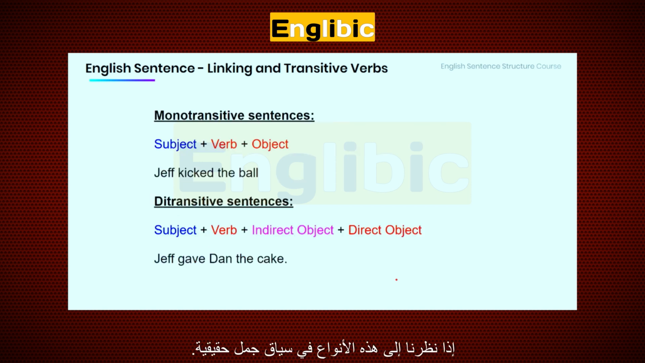If we look at these in terms of real sentences, we can look at these following examples. So the monotransitive sentences, okay, these are very easy to understand. Jeff kicked the ball. Here, Jeff is our subject. The verb is kicked, and the object is ball. Okay? Here, we have a true object. Why? Because the action from the verb is being transferred from the subject to the object. So Jeff kicked the ball. Okay, so these are all related.